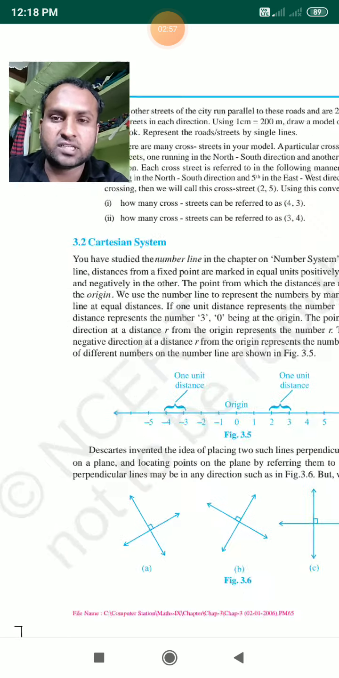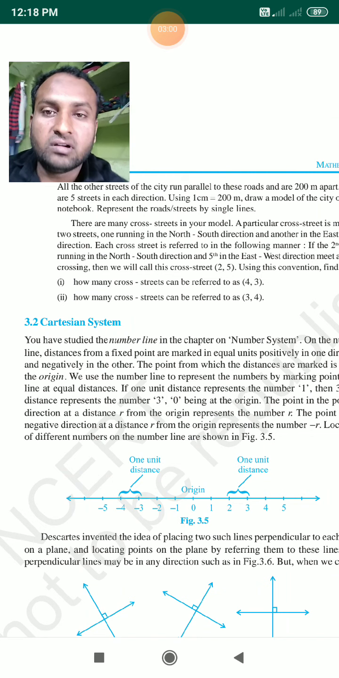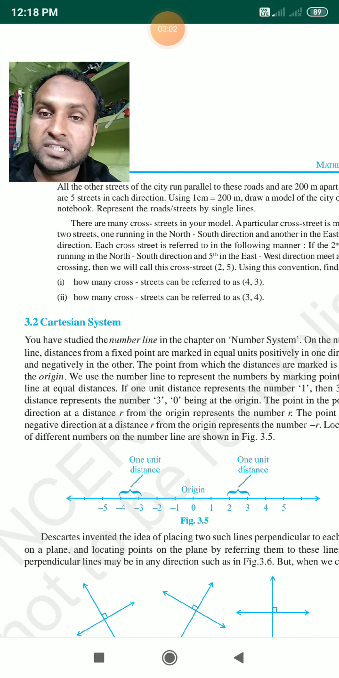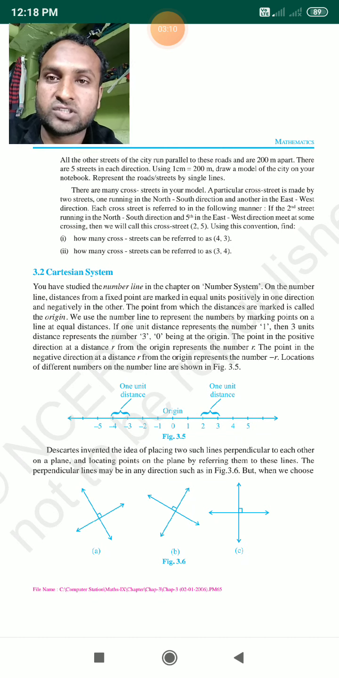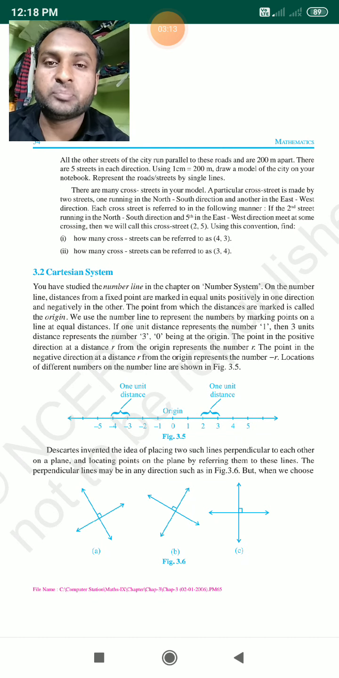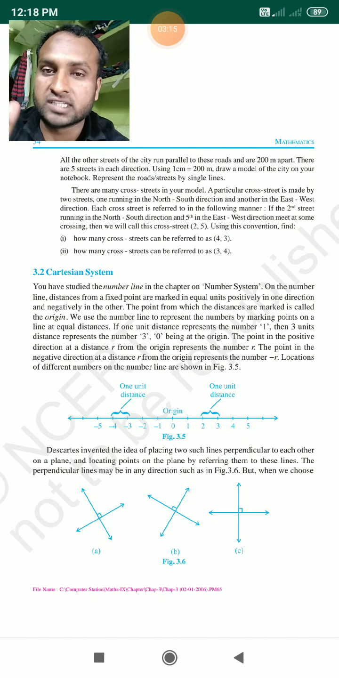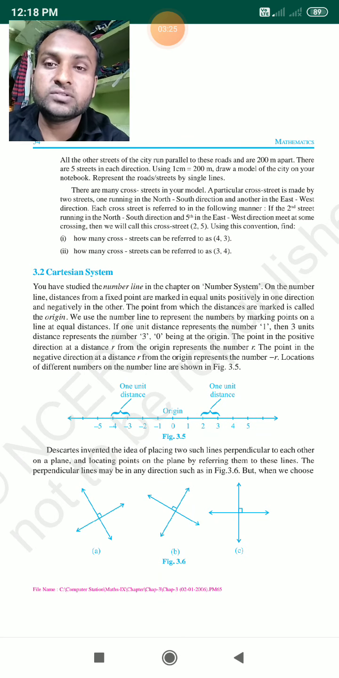Now see the continuation of that question, what they have given. All the other streets of the city are parallel to these roads and are 200 meters apart. Now see that all other roads or short streets are parallel to the given roads, that is, the x-axis and the y-axis. Now they have given 200 meters apart. There are 5 streets in each direction. How many streets are there? 5 streets in each direction.